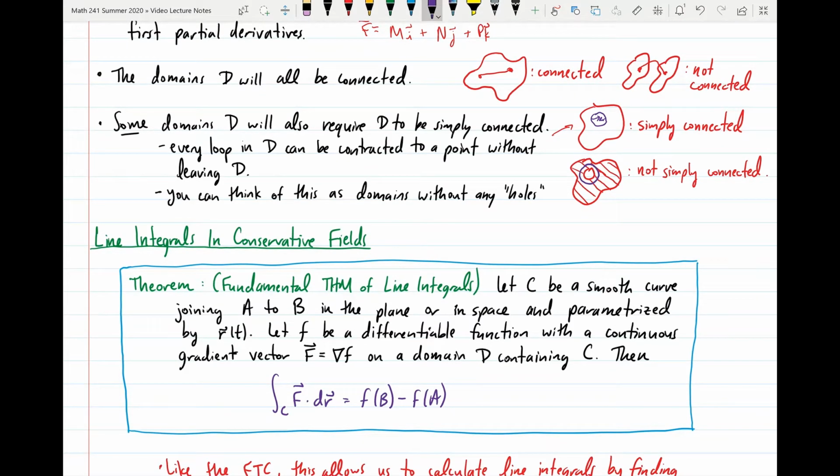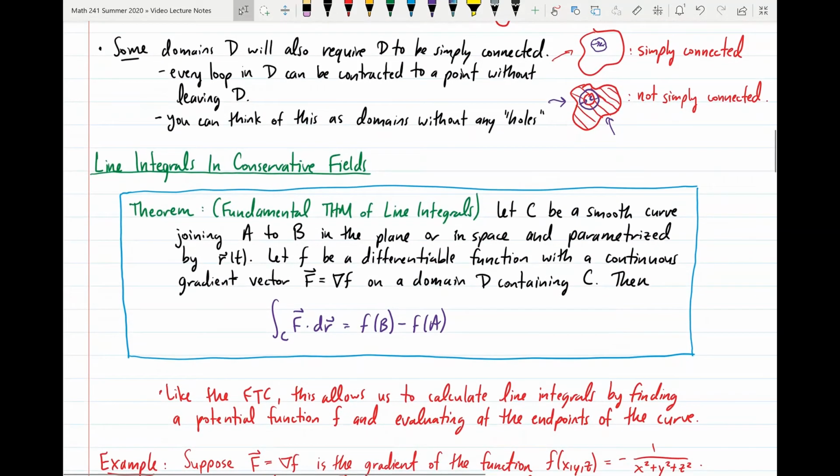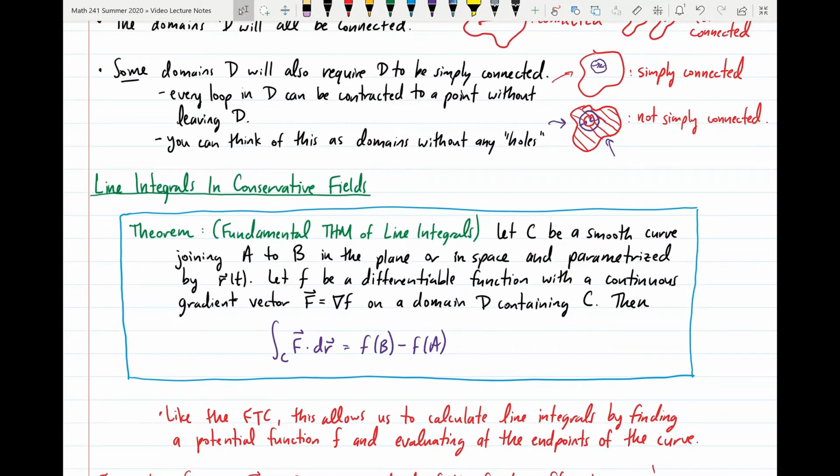However, if you look at the domain that I have below there, this domain has a hole inside of it. And if you draw a loop around that hole and then you try to contract this purple loop that I have here down to a point, at some point you're going to leave the domain. So you're going to exit the domain. And for that reason, you can't contract this loop down to a point inside of the region, and therefore this region here would not be simply connected. So that's something to keep in mind as well. The necessity of a domain being simply connected will show up in one of the theorems later on in the video. So just keep that definition in mind.